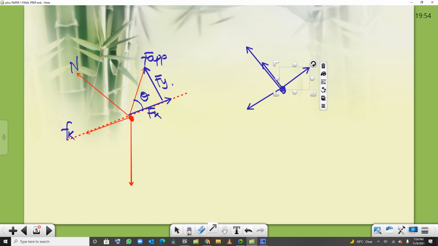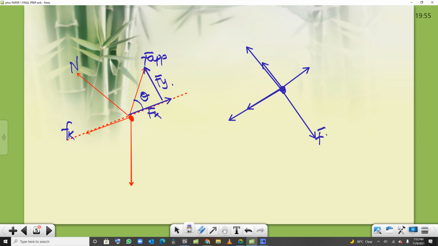Fx. Are we together? Now I am not going to draw Fg anymore. I am going to draw Fg what? Parallel. Which must also be what? Parallel to the surface. Is that fine? And then Fg what? Perpendicular. Now these are all the forces that we have drawn out.